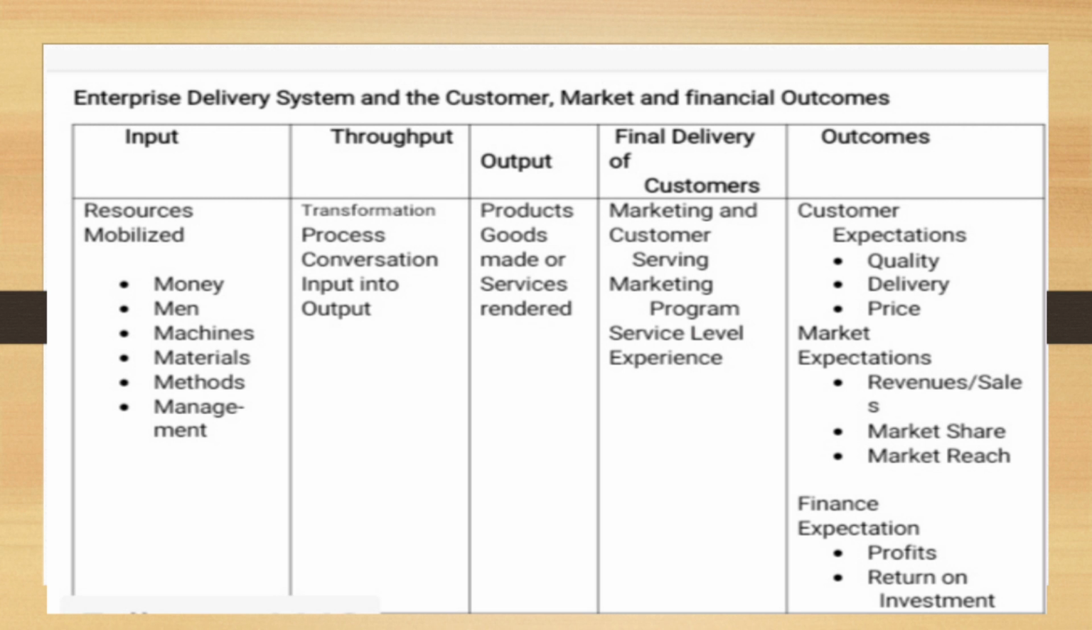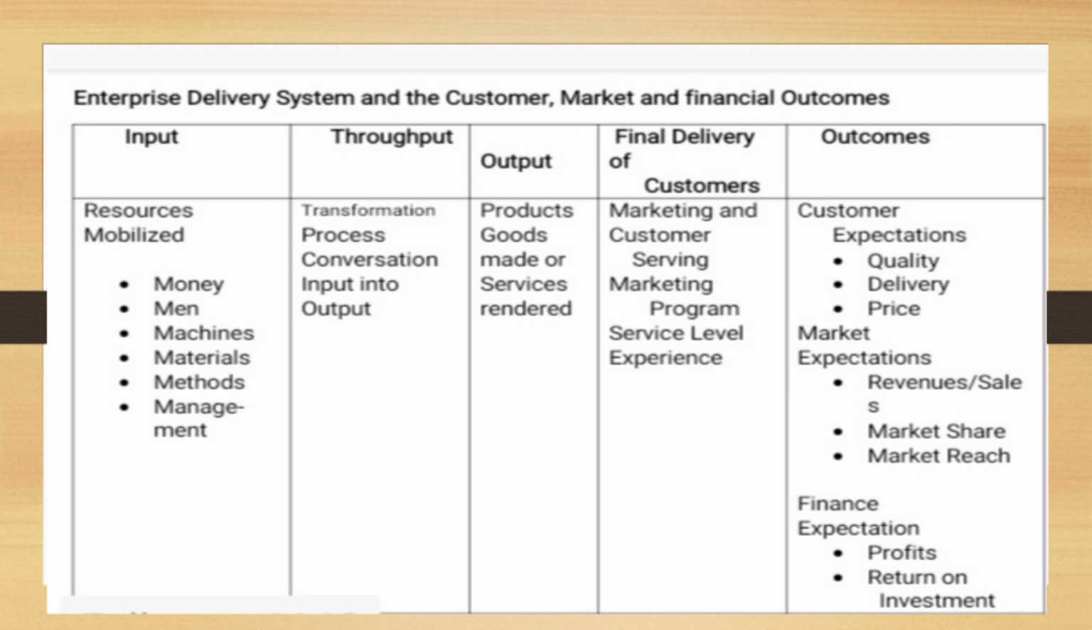Next is the final delivery to customers, the marketing and customer serving program, service level experience. So dito natin malalaman how will you market your product and how will you deliver your products, or what are the distribution channels that you will use.